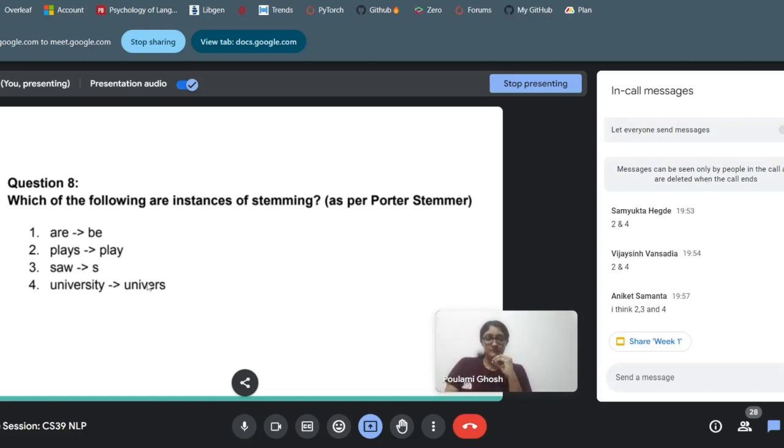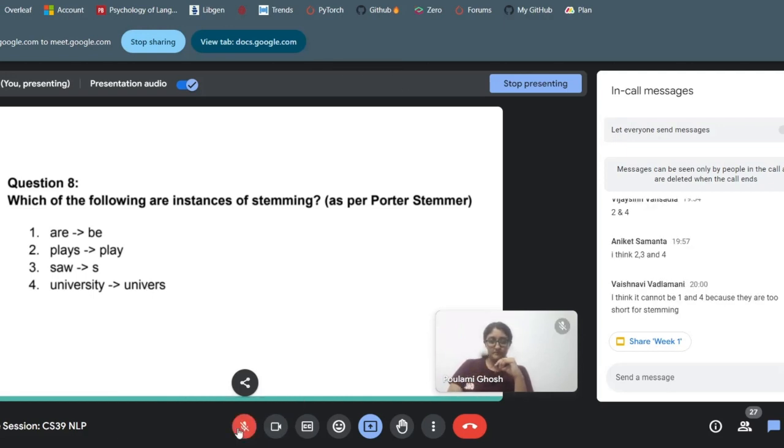If given the root word, it will come in the case of lemmatization, and stemming will not give the root word. For the third, I am not sure. Okay.